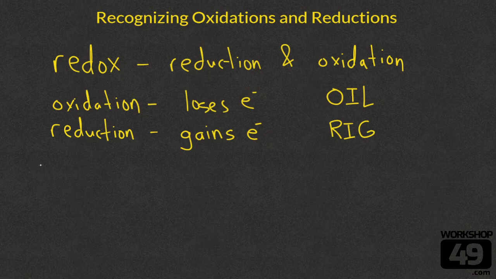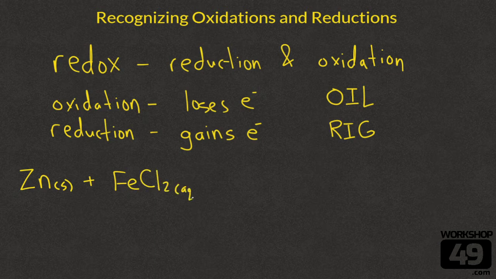So we're going to start off and write out a chemical reaction where we have zinc solid that's placed in a solution of iron 2 chloride. And that's aqueous, so it's dissolved in water. And it produces iron metal plus a zinc chloride solution.